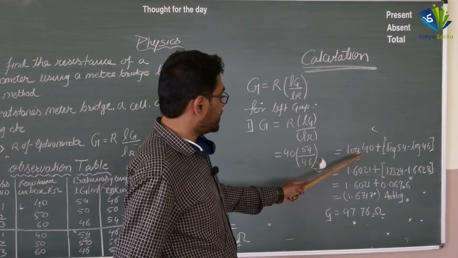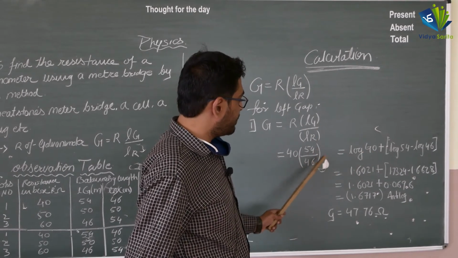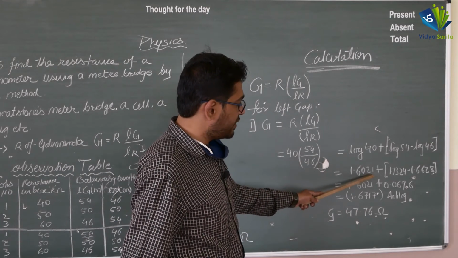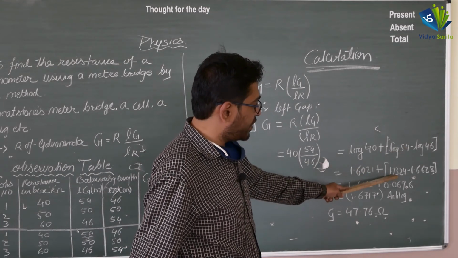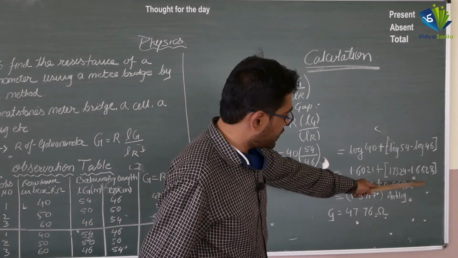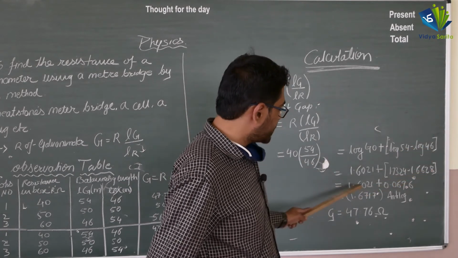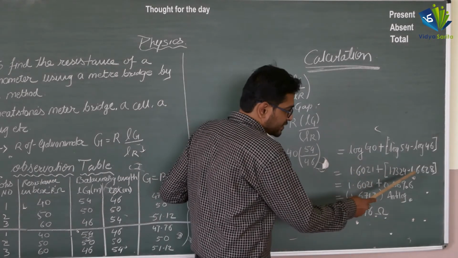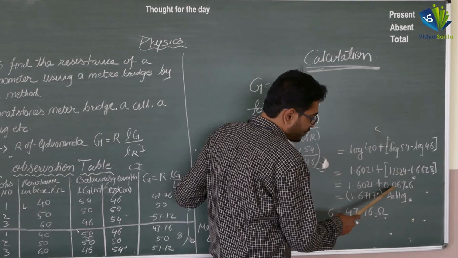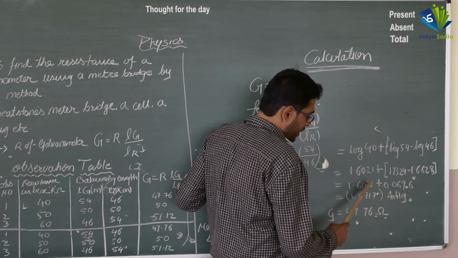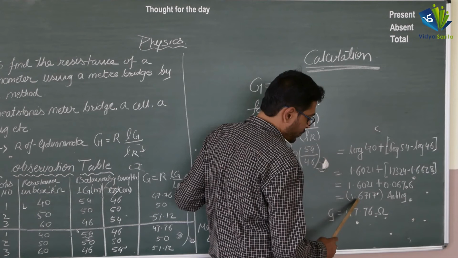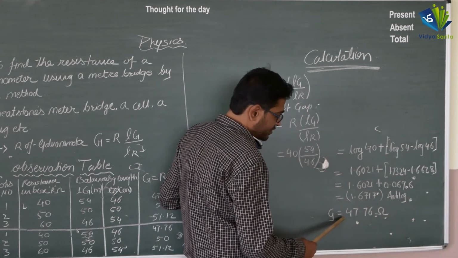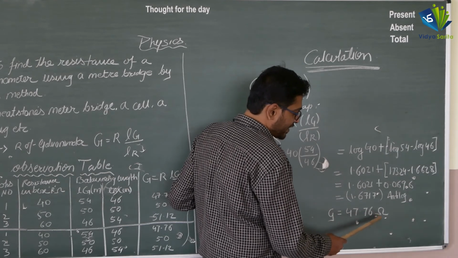So this verification is log of 40 plus log of 54 minus log of 46. Log of 40 is nothing but 1.6021, plus log of 54, 1.7324, minus log of 46, 1.6628, subtracting this log we are getting 0.0696. Now adding these two values we are getting 1.6717, and this antilog is nothing but G is equal to 47.76 ohms.